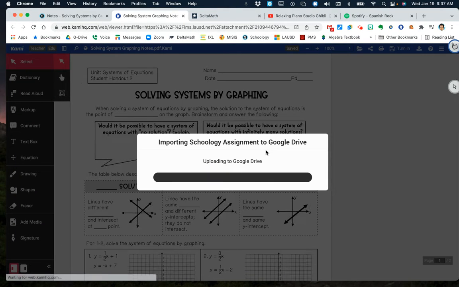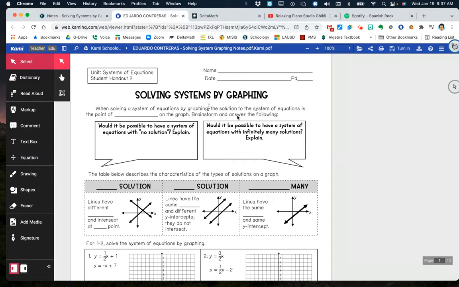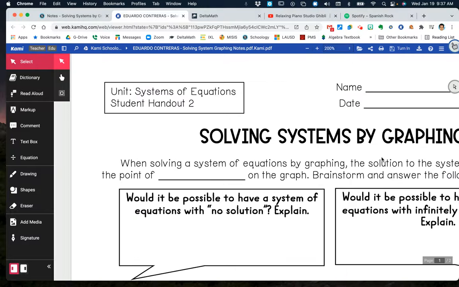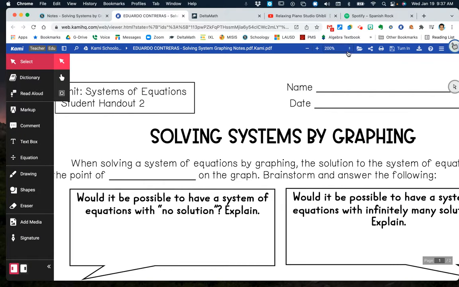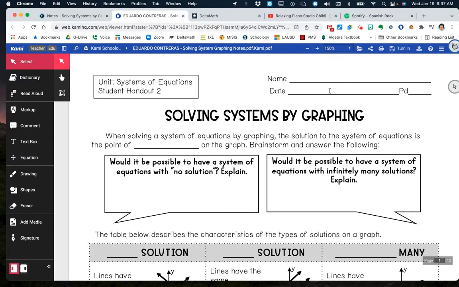And this is what we have. This is the notes. And it's solving systems by graphing. And it's what we're going to focus on the rest of this week. Okay? So I'm going to zoom in. I usually go 200. And that may be a little bit too much for this. So let me go 150. Okay. Perfect. All right. So we're going to be solving systems by graphing.